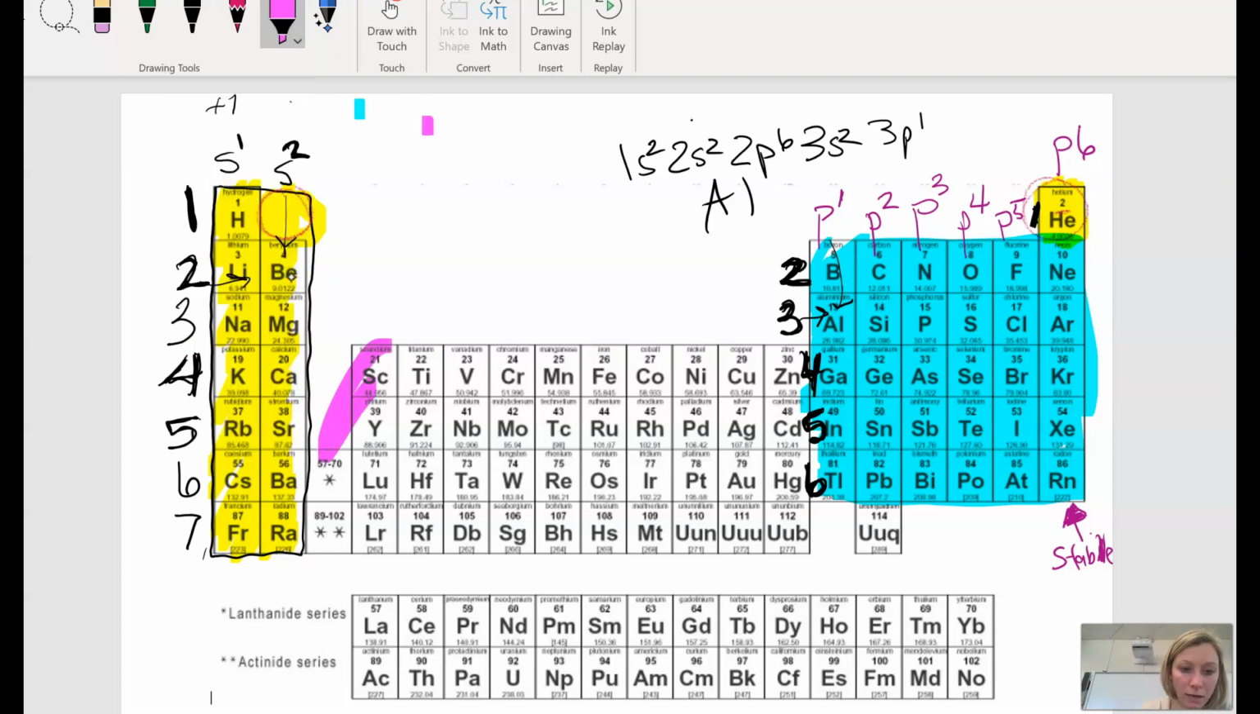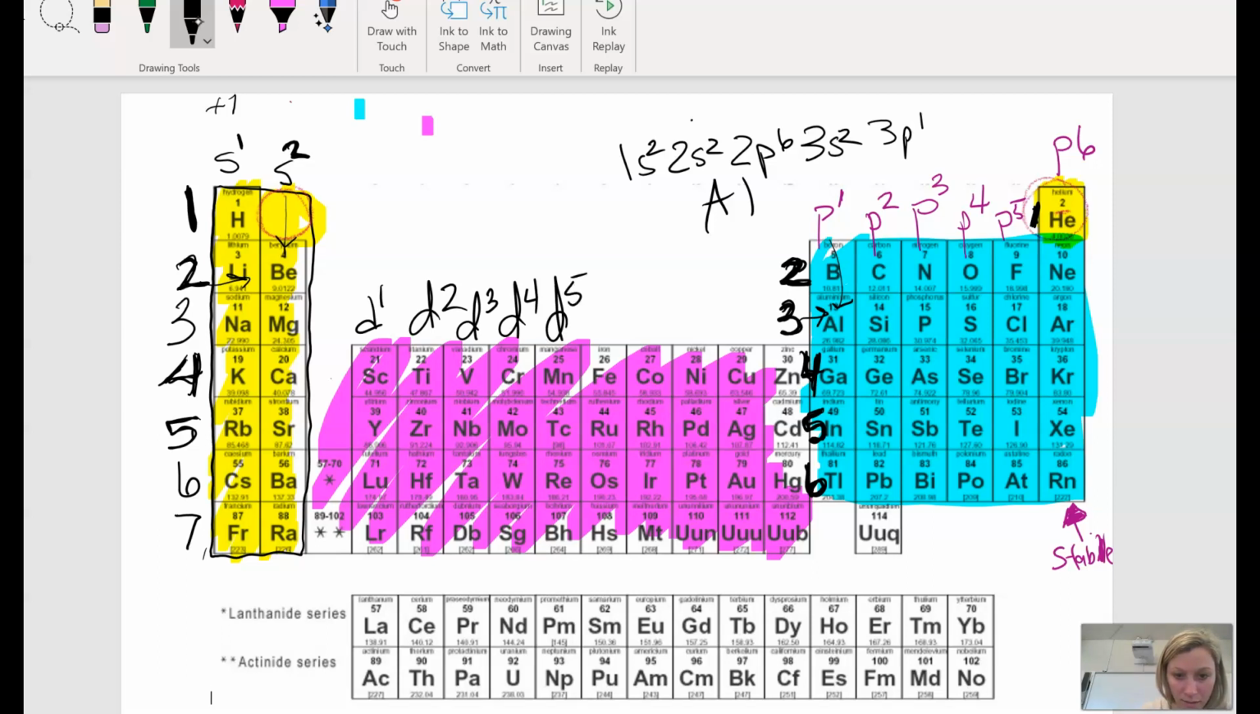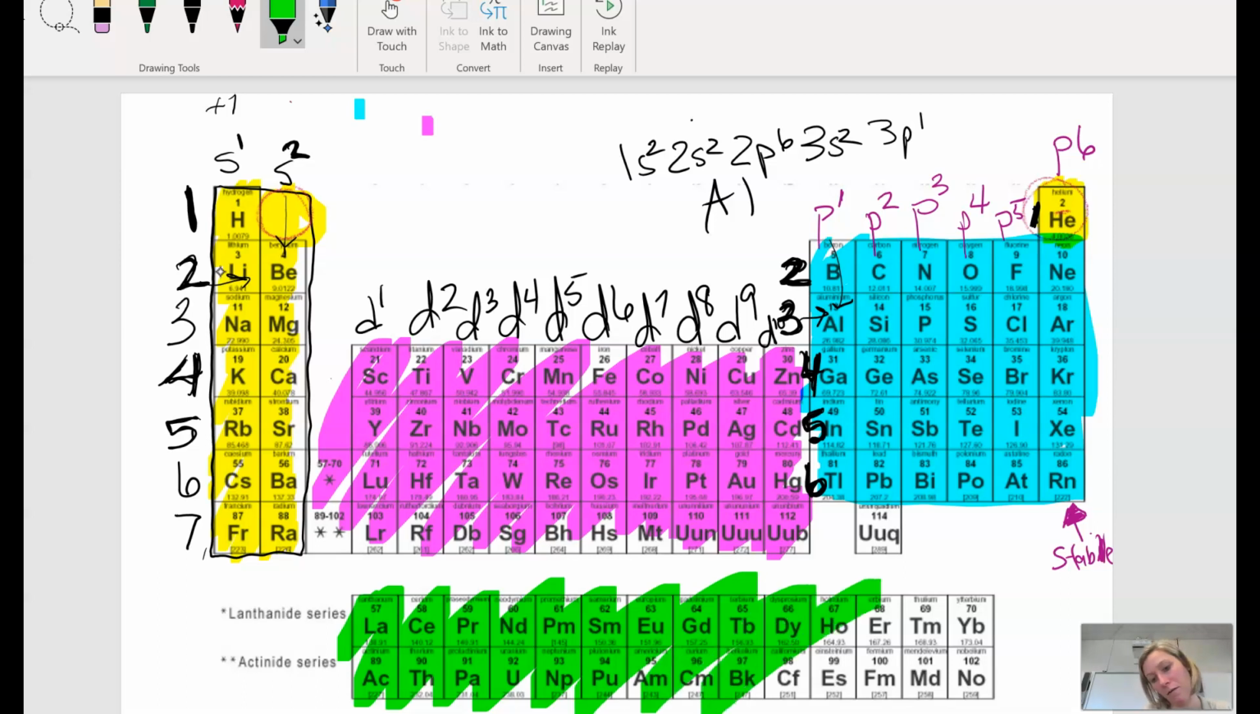D is this block here in the middle, and if you label the D, you will see that going from 20 to 21, we have D1, D2, vanadium's D3, chromium's D4, manganese is D5, 6, cobalt's D7, nickel's D8, copper's D9, and zinc family is D10. Okay, and then that is my D block, and then lastly, you'll have your F block.